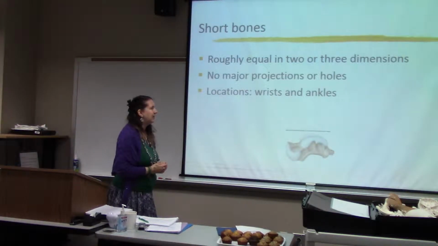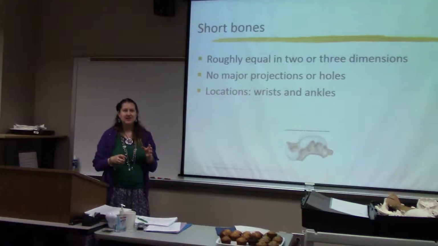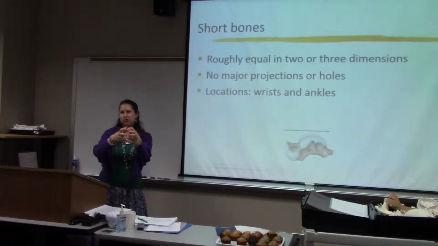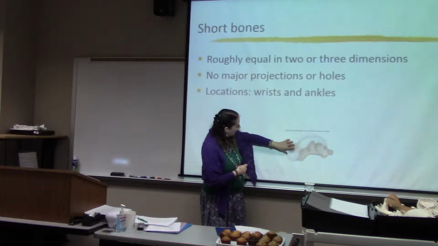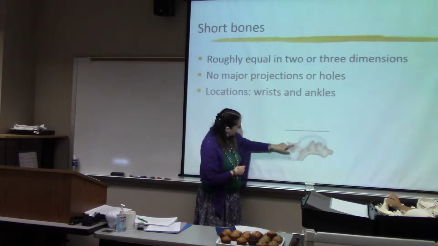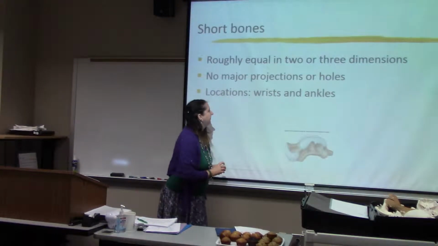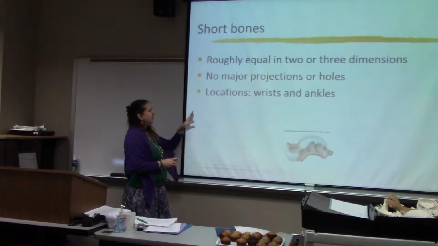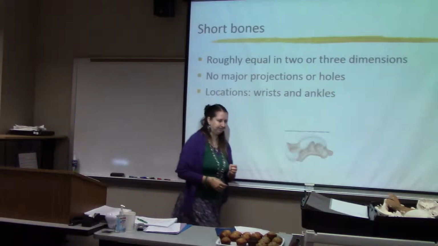Short bones are roughly equal in 2 or 3 dimensions. They're not necessarily quite cubes. They can be rounded. They can be somewhat irregular, like this one has these 2 smooth areas and some rough areas in between. They don't have any major spikes or holes in them.